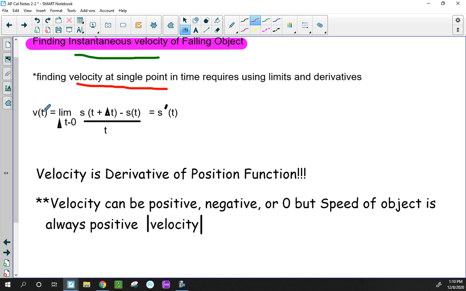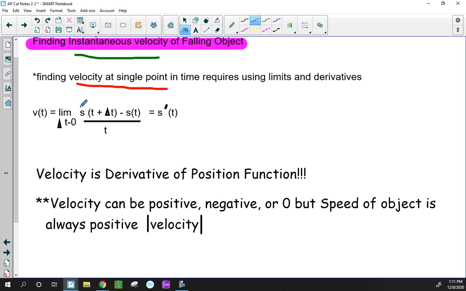V of t, which is velocity, is equal to the limit as delta t approaches 0 of, this is similar notation we've used in the past, the one you guys have seen me do like f of x plus delta x minus f of x. They've just changed it over to s and t. Okay, so s is position, t is time. S of t plus delta t minus s of t over delta t.